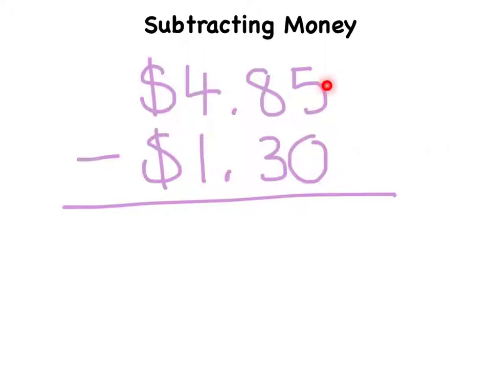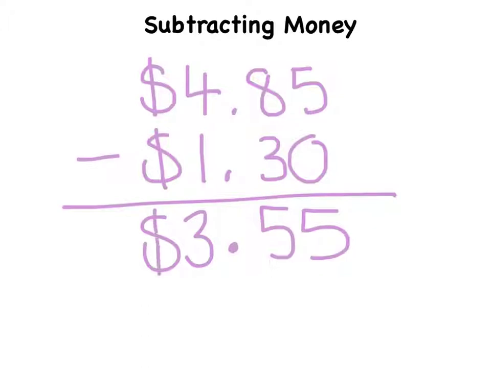Alright, so my first thing I need to do is 5 take away 0, which equals 5. 8 take away 3, which equals 5. Now here's the important part. Here's my decimal place. I need to make sure that my decimal place of my answer fits directly underneath. And last of all, 4 minus 1, which equals 3. So using the algorithm, $4.85 minus $1.30 is $3.55.